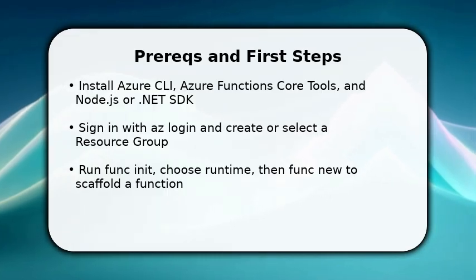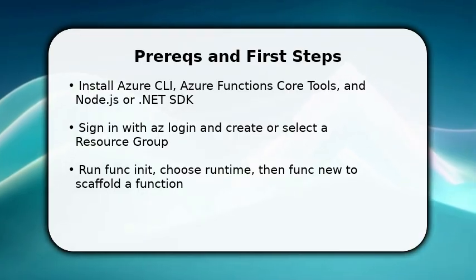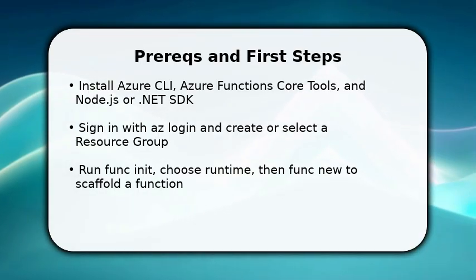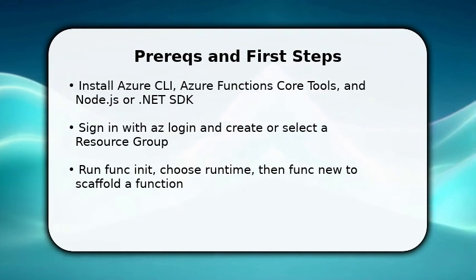Then run func init in a new folder to initialize the project and use func new to scaffold a function template. This gives you local entry points and a function.json. Make sure to pick the correct runtime so local behavior matches Azure.